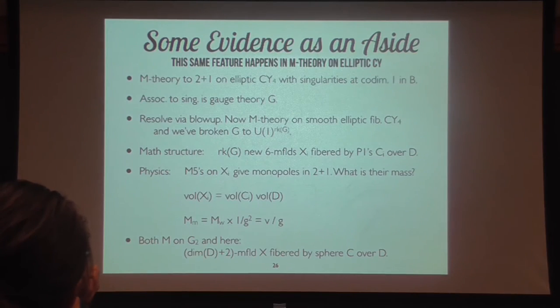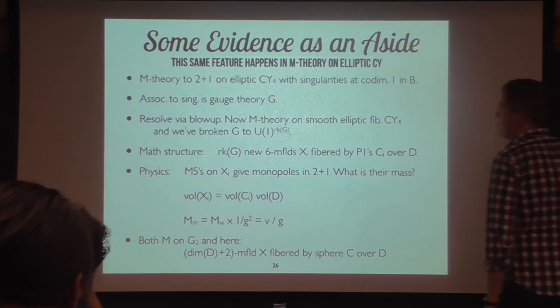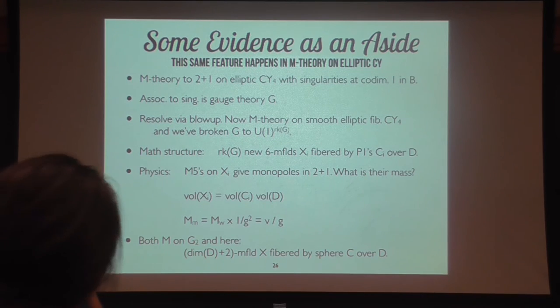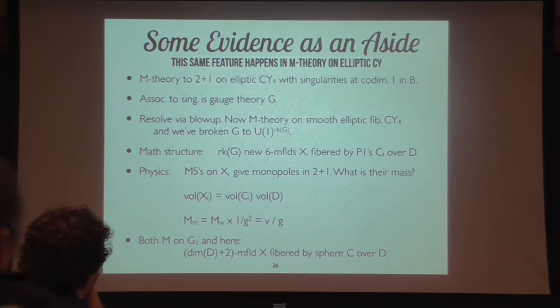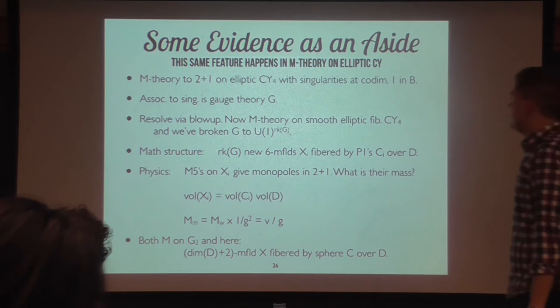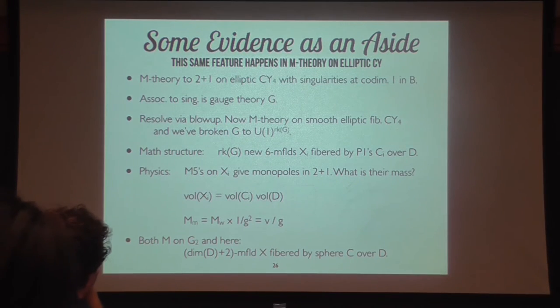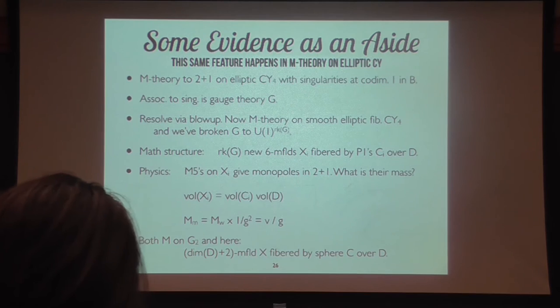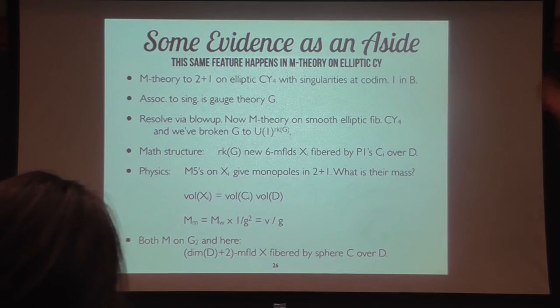Okay. So part of the reason that you land on this, and it's not crazy, is that the same exact thing happens in M theory on Calabi-Yau. So M theory to 3 dimensions on an elliptic Calabi-Yau fourfold, for the sake of time, I'll just say it. When you resolve this thing, what you get is a 6-manifold that is fibered by P1s over a 4-manifold. The gauge coupling is computed by the volume of the base. The W boson is computed by the volume of the fiber, and the monopole comes from wrapping the whole thing, and so all of these things have to be intimately tied together.